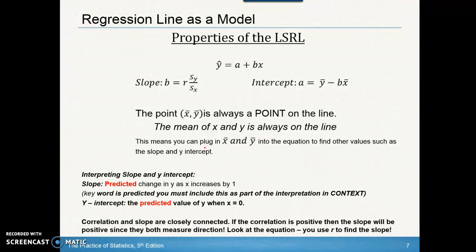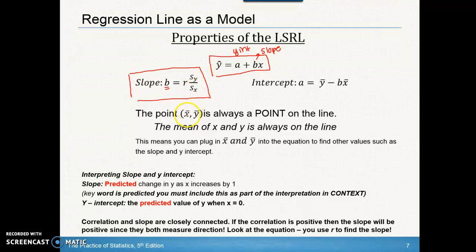Now, this information right here is actually on your formula sheet that you can use on the AP exam, this piece right here and this piece right here. A couple of things I want you to note. Number one, you have Y hat equals A plus BX, where A is going to be your Y-intercept and B is going to be your slope. We get our slope by the correlation coefficient R times the standard deviation of Y over the standard deviation of X.